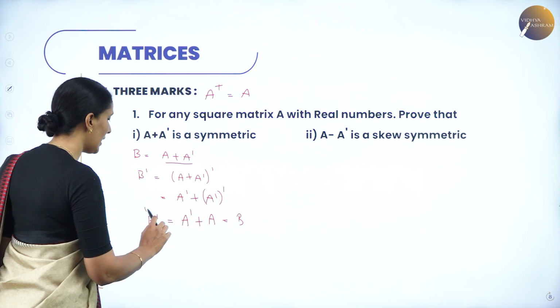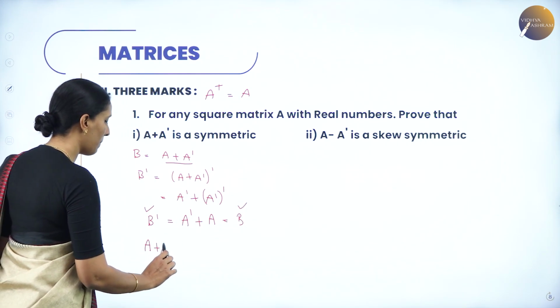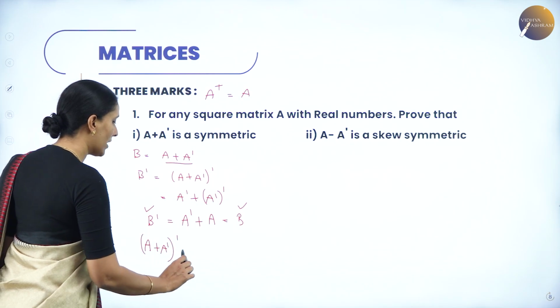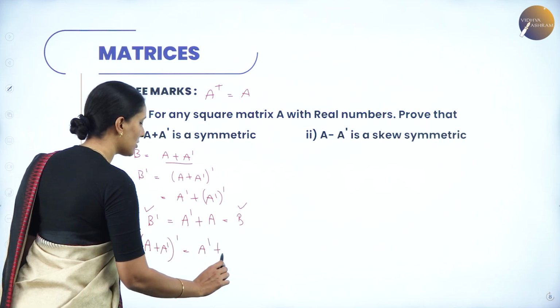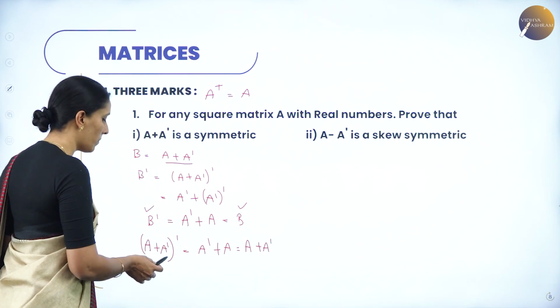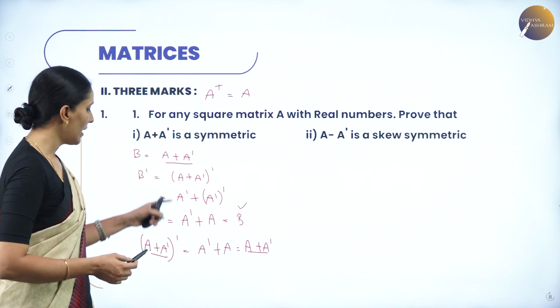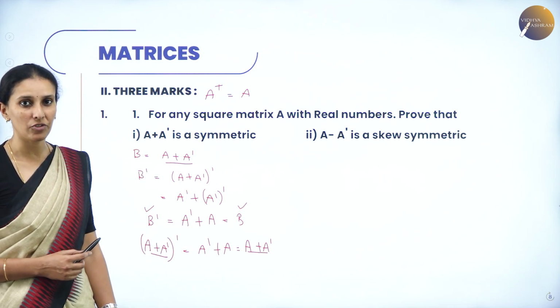So here you can see B dash is equal to B, or we can say (A plus A dash) whole dash is equal to A dash plus A, which is the same as A plus A dash. So the transpose of the matrix is itself. Therefore A plus A dash is a symmetric matrix.